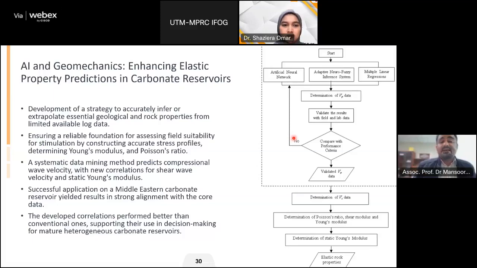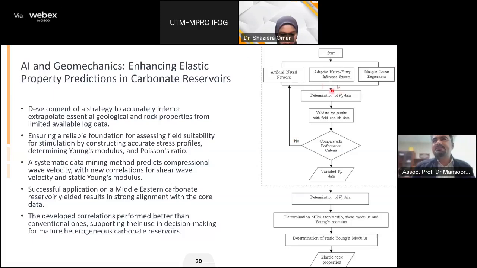Continuous log data was not available for all wells; there was a lack of well logs, limiting our understanding of the field characteristics. Critical to this development is the acquisition of rock elastic properties, or log elastic data, for constructing an accurate stress profile and determining Young's modulus and Poisson's ratio. So our task, therefore, is to devise a strategy to employ techniques that enable us to accurately infer or extrapolate the necessary geological and rock properties, ensuring a reliable basis for assessing the field suitability for stimulation.